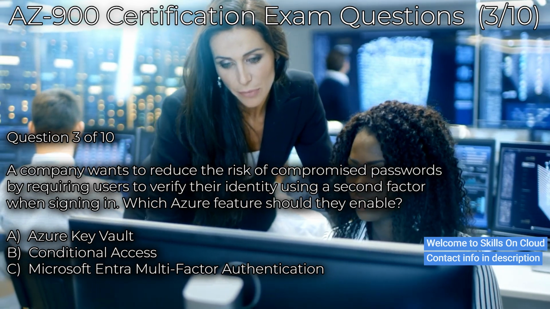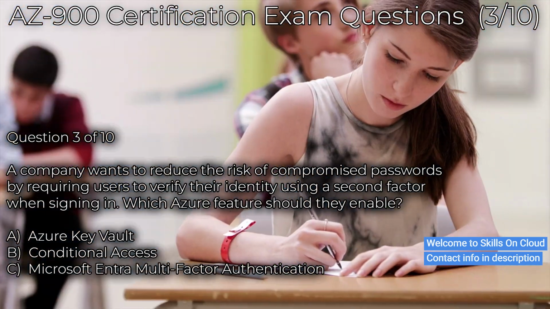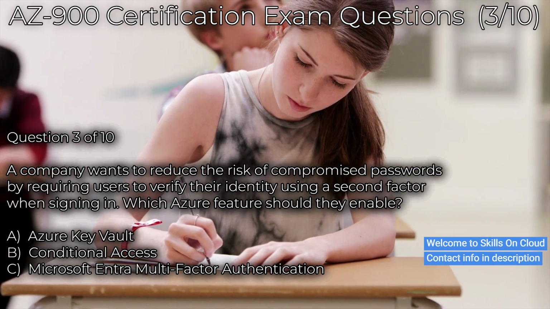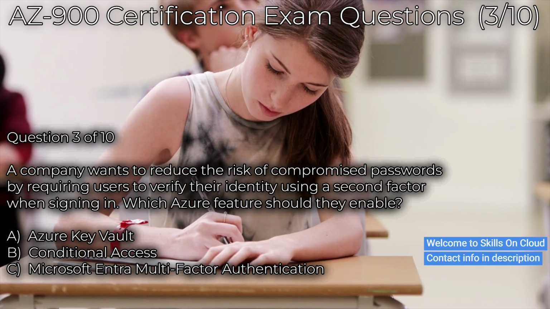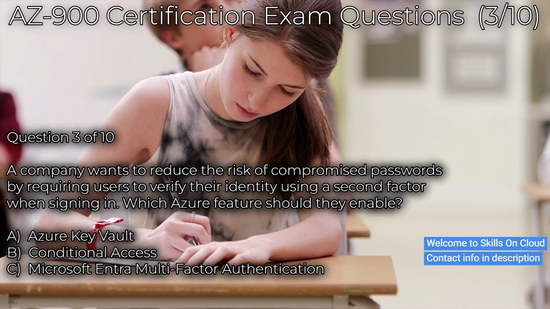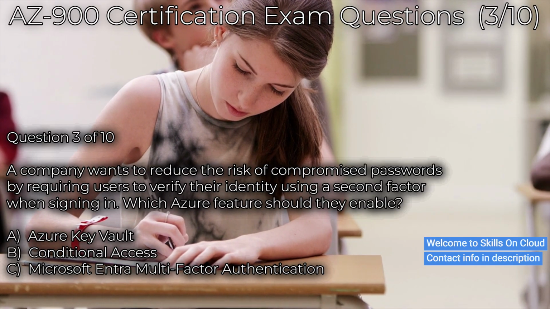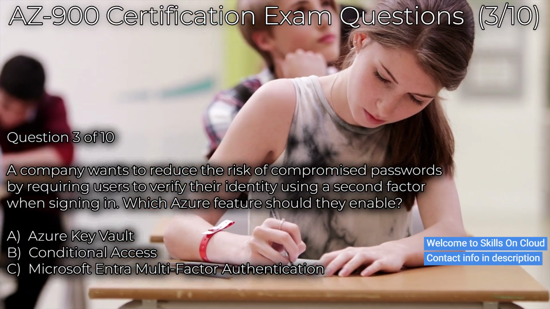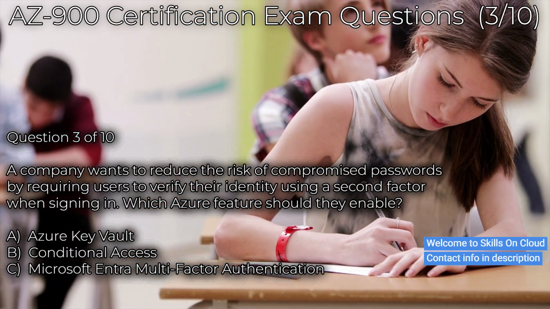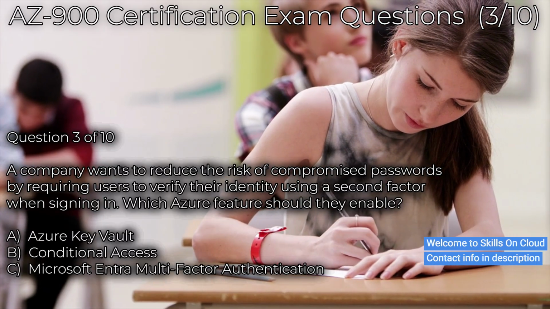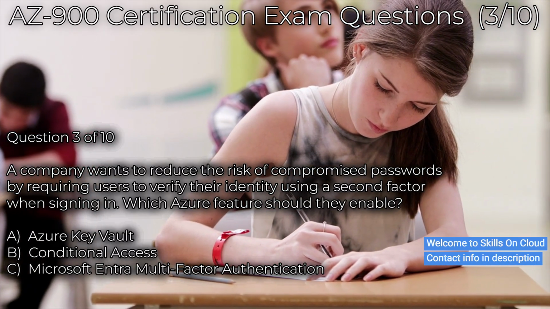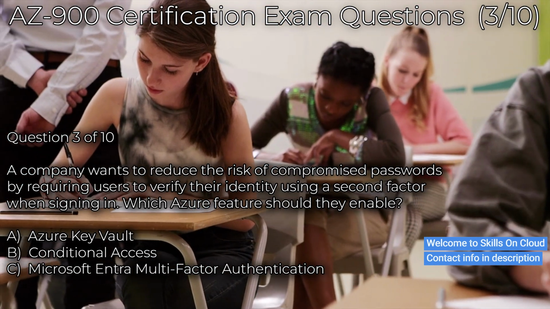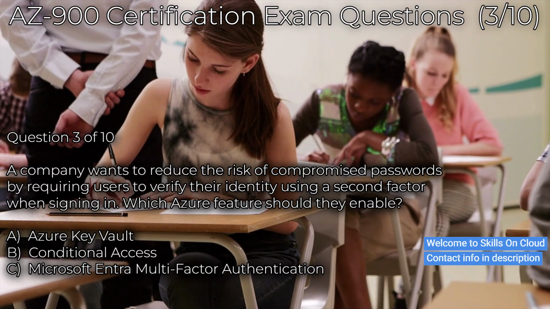Azure Key Vault, Option A, stores secrets and certificates. It has nothing to do with user sign-in verification. Conditional Access, Option B, is a policy engine that can require MFA as a condition, but it is not MFA itself. Think of conditional access as the trigger and MFA as the action. Azure AD Domain Services, Option D, extends on-premises AD to the cloud and does not directly provide MFA. MFA equals second factor at sign-in. Conditional access equals the policy that decides when MFA is required.